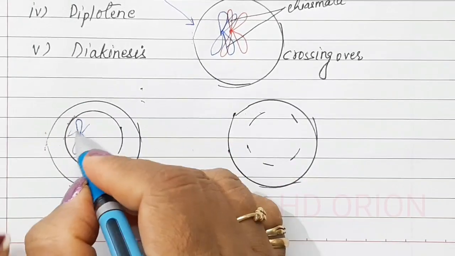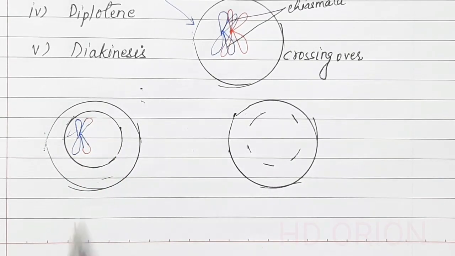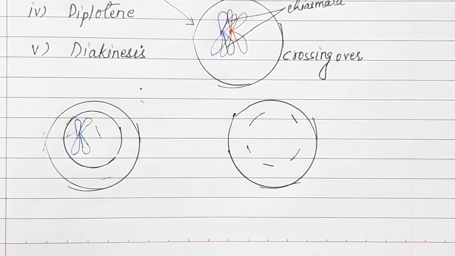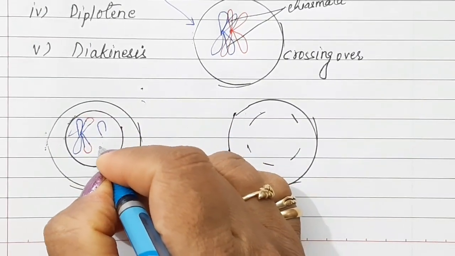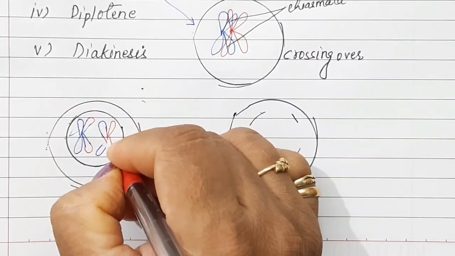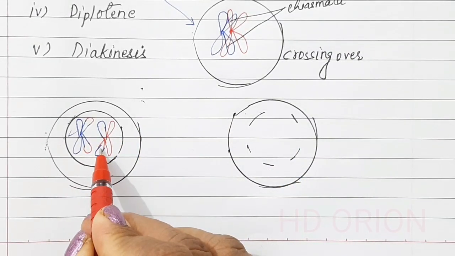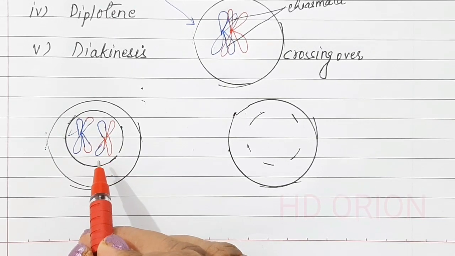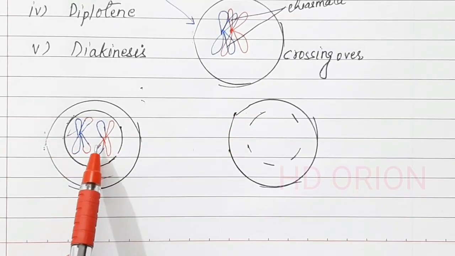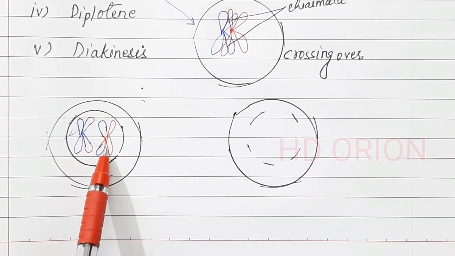Some amount of maternal chromosome has been attached to the paternal chromosome, and some amount of paternal chromosome has attached to the maternal chromosome. So when we see that terminalization of chiasmata takes place and the two homologous chromosomes have separated, we see there is an exchange of chromosomal material. This is what is significant in diplotene.